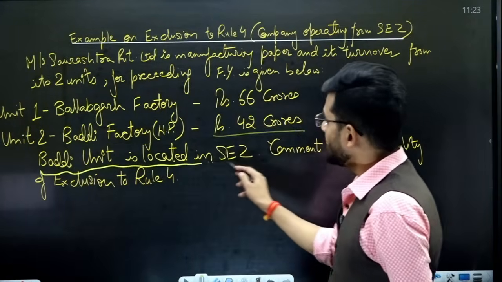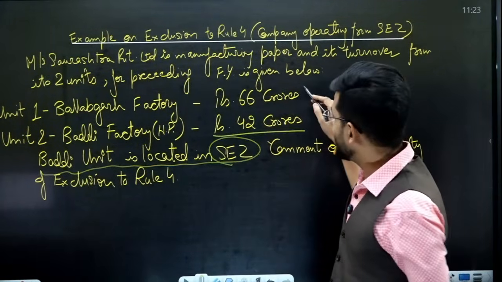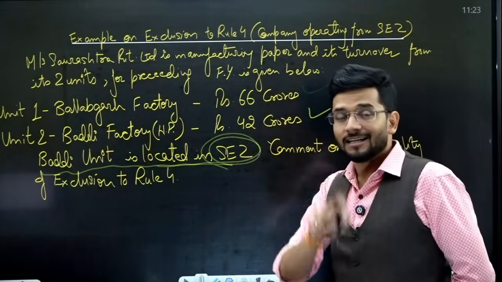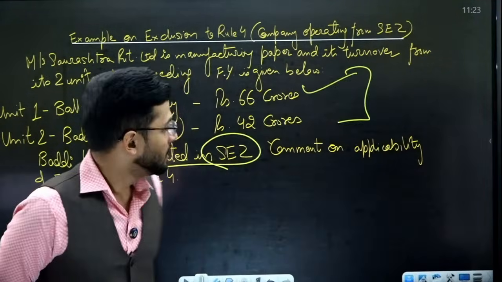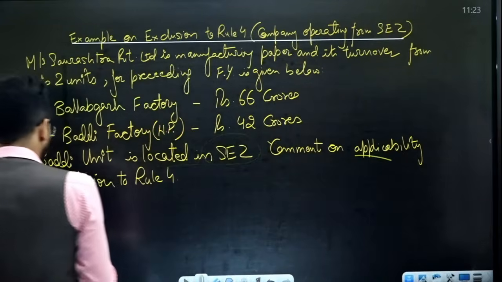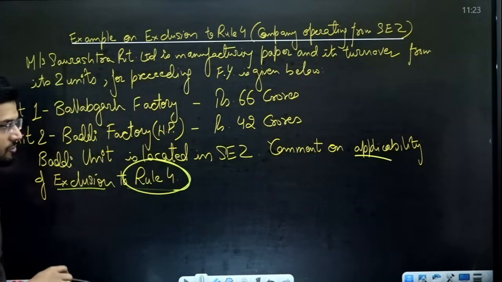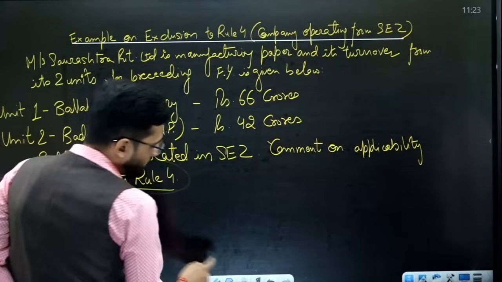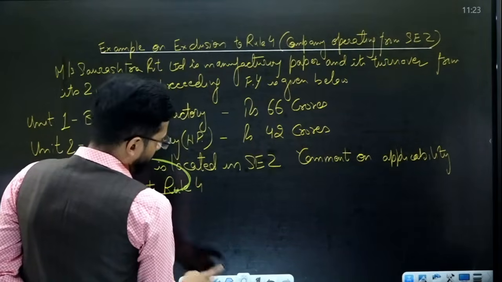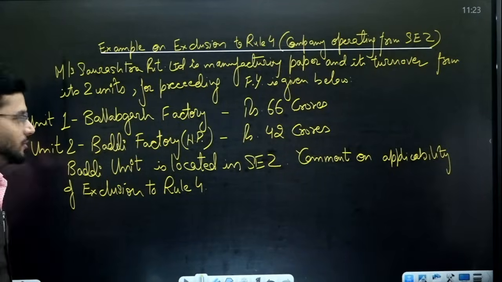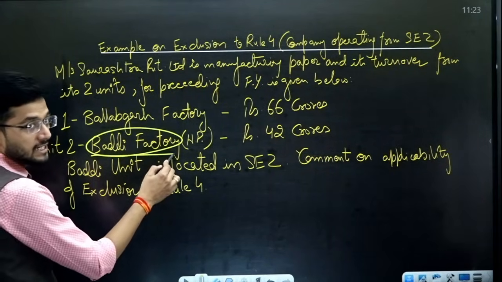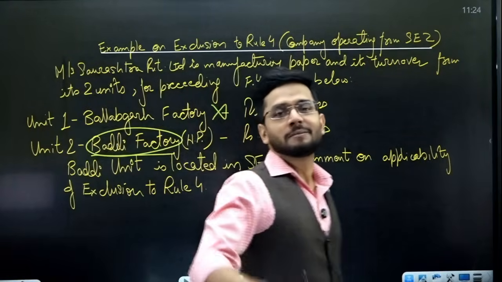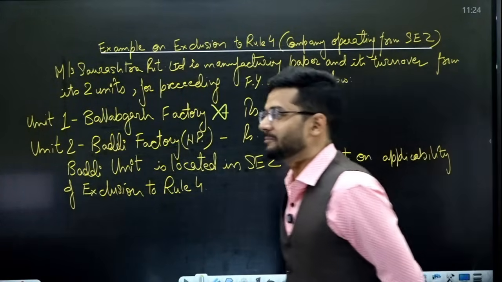Now Baddi unit is located in a SEZ. Now the catch is that in both the units paper is being produced. Baddi unit is located in SEZ. Comment on the applicability of exclusion to rule 4. Now you have to tell me whether this company is exempt from cost audit or not. That is the question. One unit is in SEZ, the other unit is not in SEZ. Whether the entire company is exempt from cost audit, that is the question.